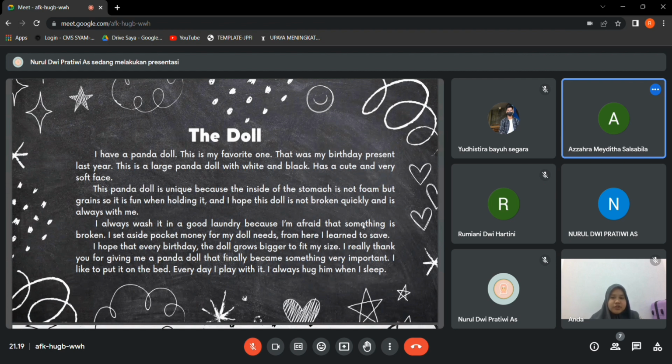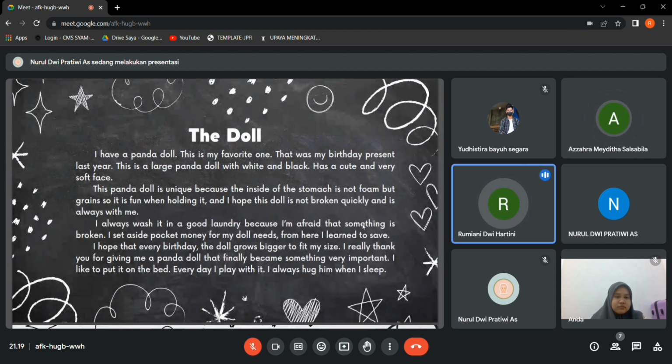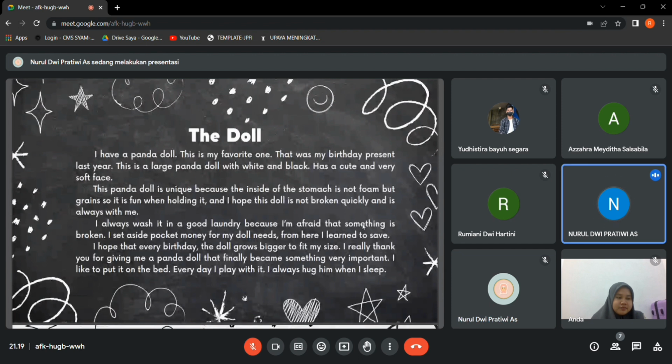I always brush it in a good way because I'm afraid that something is broken. I set aside pocket money for my drawings. From here I learned to see.